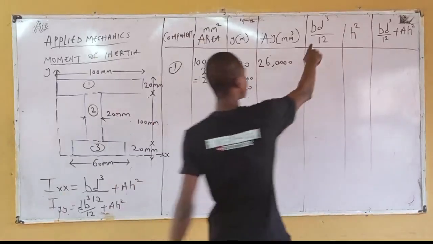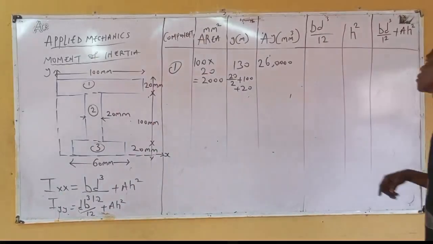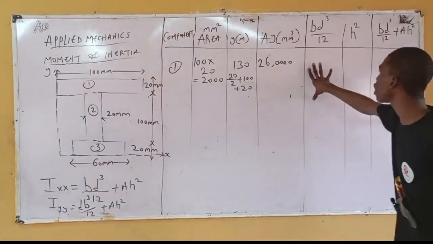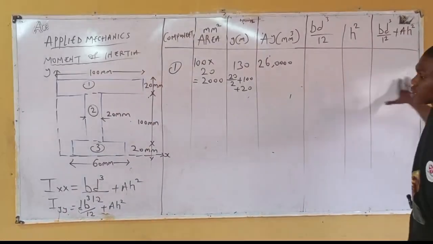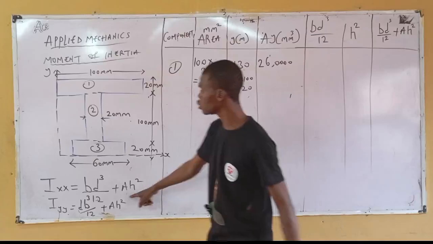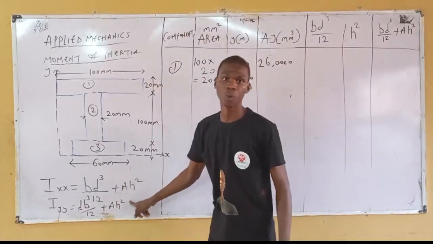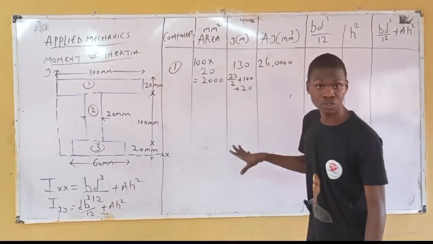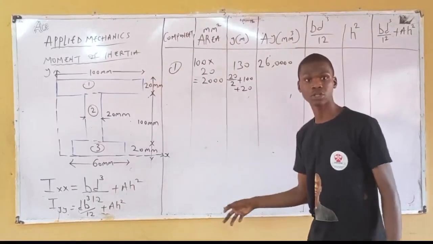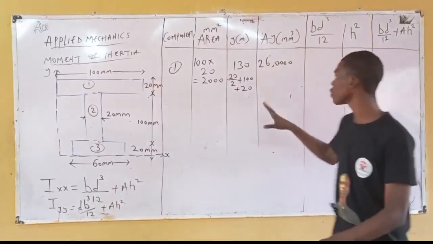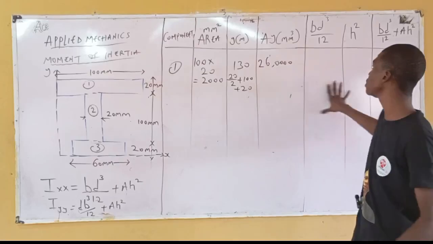Now, let's compute this value, bd cubed over 12. Or before then, we will solve this later, because what we actually need is where we want to solve for moment of inertia. What we are doing now, let's get the centroid first. Let's solve for the centroid. After solving the centroid, we solve for moment of inertia, meaning we compute these other values.